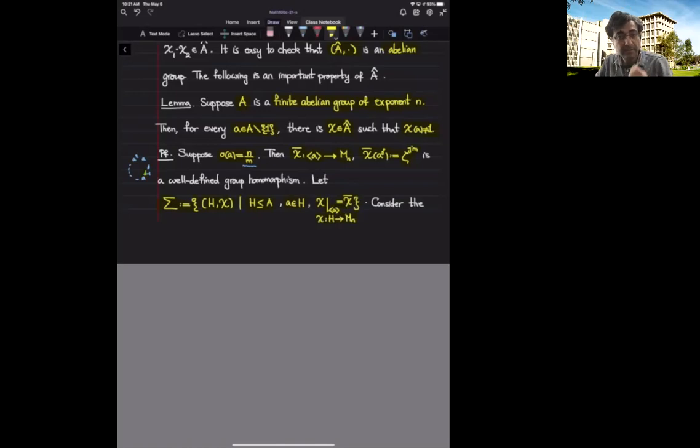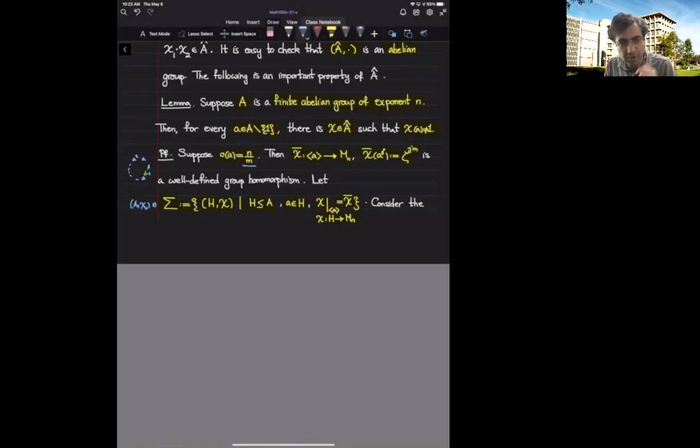And my claim is that this set has a maximal element, and the maximal element is definitely of the form A comma something, and then we are done. Okay, so again, the goal is to show that A comma something belongs to this set. If I show this, this is it, because then this means that I have managed to extend chi bar to some character of A, and that means that that character cannot send A to 1, and we would be done.